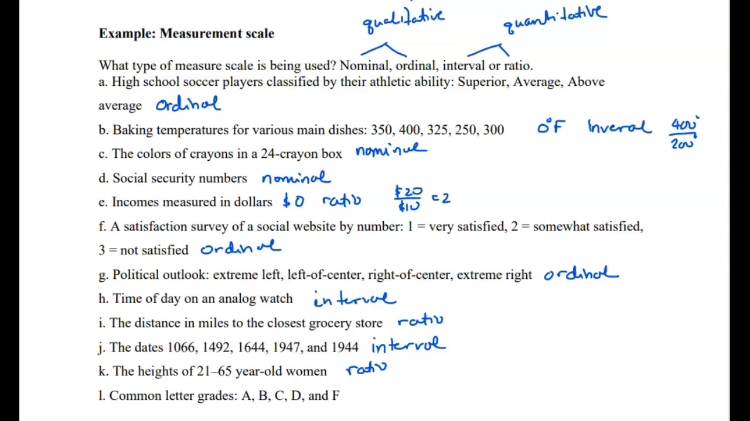And grade levels, they're qualitative, and you can put them in a certain order. A is better than F, so this is ordinal. Right? That's it for this one.